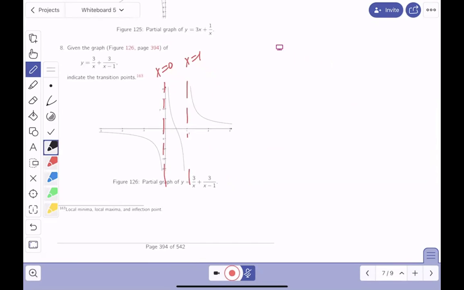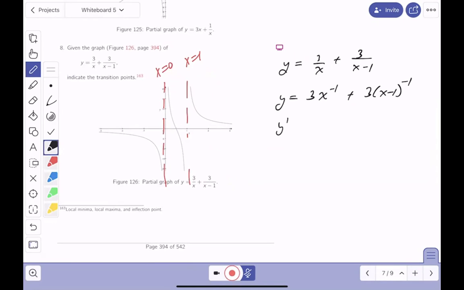I'm going to rewrite y, which is 3 over x plus 3 over x minus 1. I'm going to write it like this. And this might seem strange to you, but again, you decide how you want to do the work. I'm not always saying I'm doing the right thing. I just say this is what I feel like doing now.